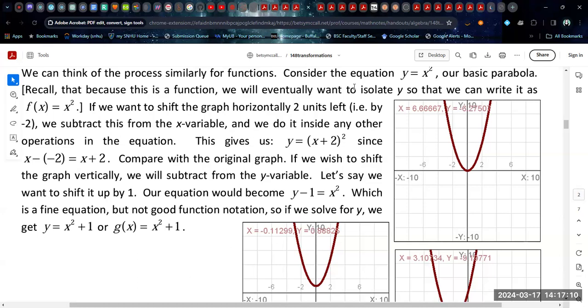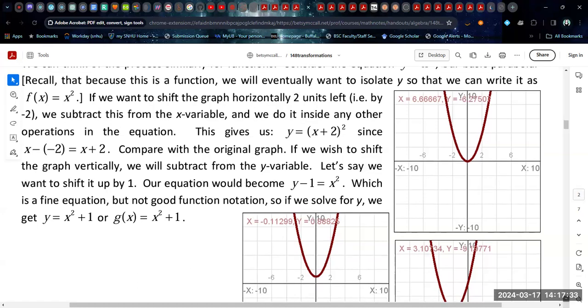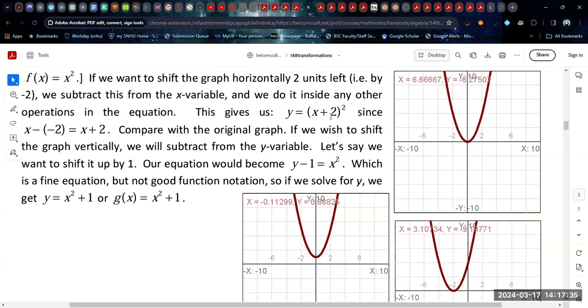So let's consider our basic x squared function. Our parabola starts out looking like this, and the equation is f of x is x squared. Now, if I want to shift the graph horizontally 2 units to the left, in other words, so that the base of the graph is at -2 instead of at 0, then I replace my x with x minus -2, which is x plus 2. And then I stick that inside my function. So where the x was, instead of x squared, it's now (x plus 2) squared. And so that is going to get me this graph down here, where I've shifted my parabola over.